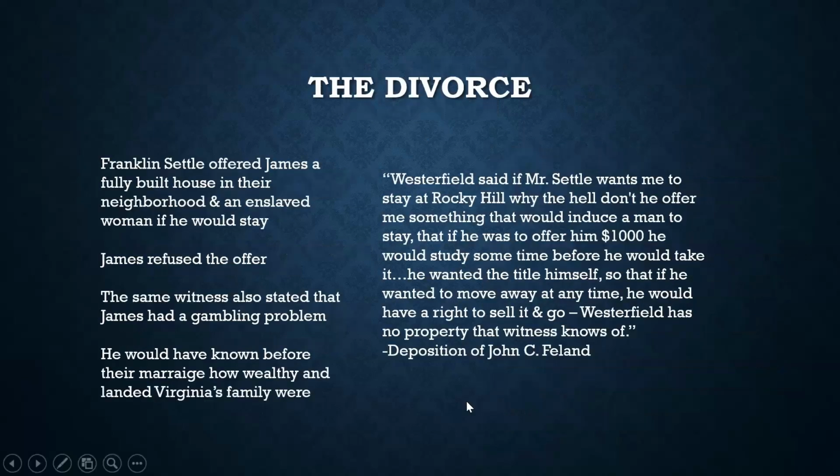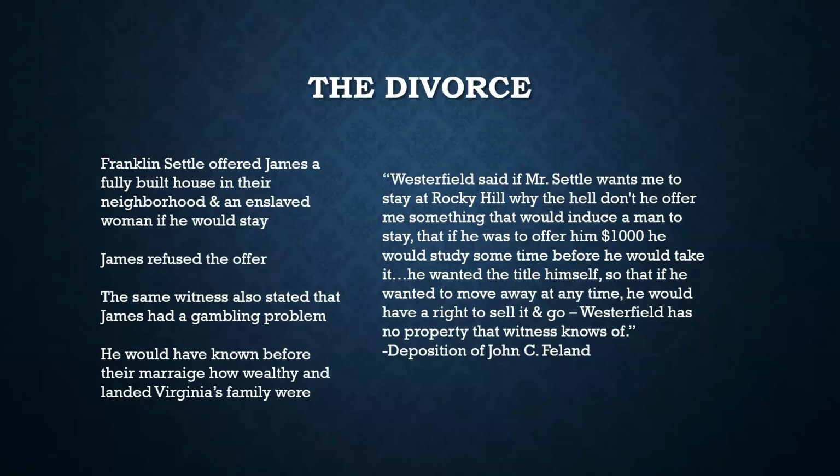There's also the issue of why did he marry her in the first place if he didn't like her mother? So Franklin Settle, Virginia's father, did offer him a fully built house, and he offered him an enslaved woman because it was the 1850s, if he would stay. The witness who discussed this offer also mentioned that James had a gambling problem. And James would have known how wealthy Virginia's family was before they were married, because everyone in the area knew who the Suttles were, and they knew how rich they were. And in fact, Westerfield told someone that if he had offered him more money and given him the title to the house so he could sell it whenever he wanted to, he might have been tempted to stay.